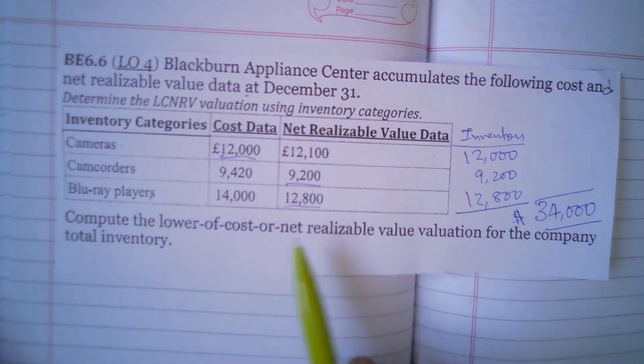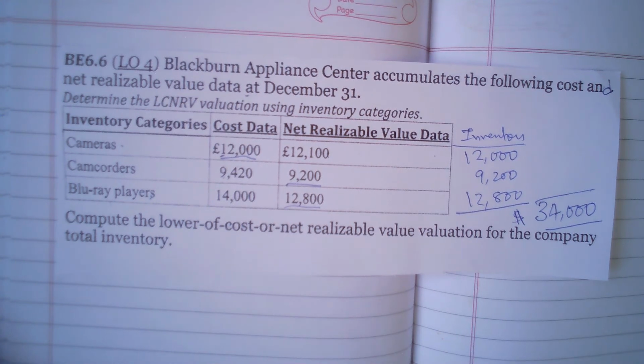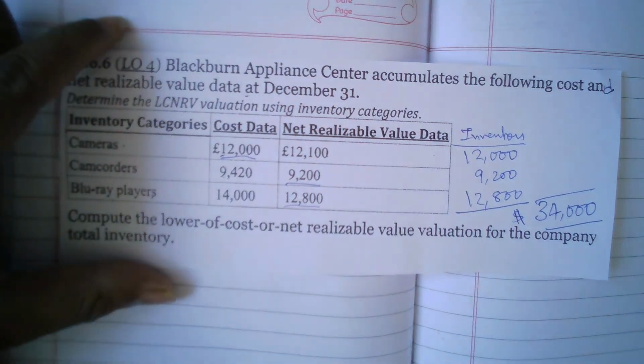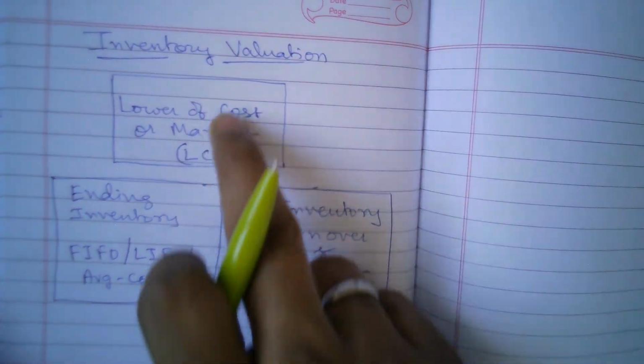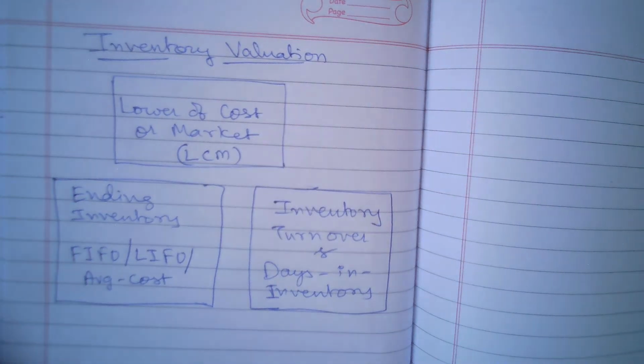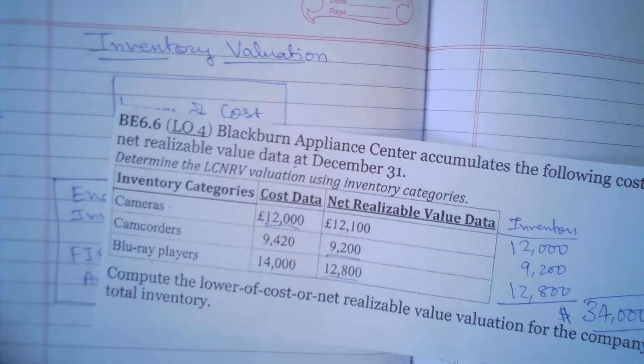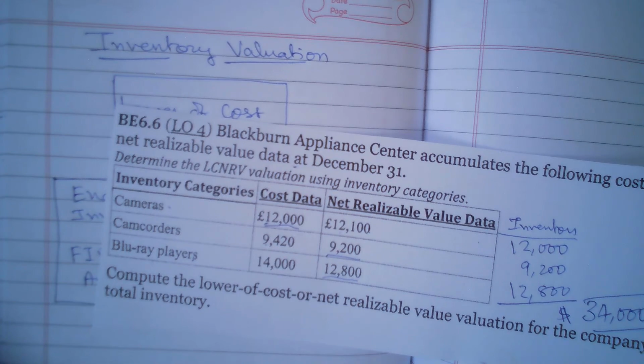Whenever you get the data, you just have to do this kind of calculation. So this is about inventory valuation using LCM, the lower of cost or market method. Again, thanks for watching this video. These are the three methods of inventory valuation, and right now we are discussing problems on LCM. Let's solve one more problem on LCM because this was a quick one.